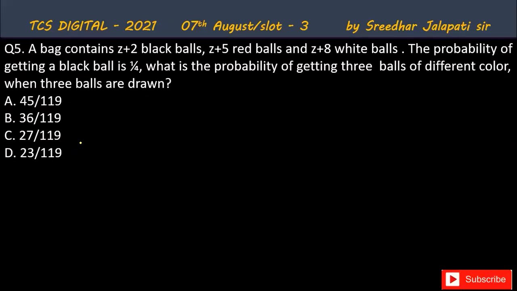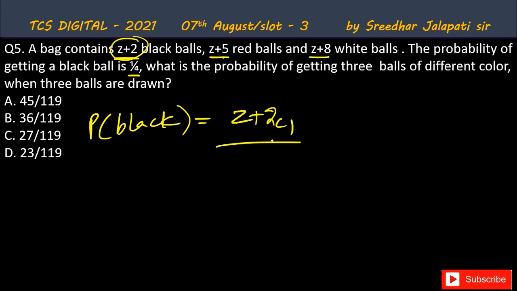Here is the solution for question number 5. A bag contains Z plus 2 black balls, Z plus 5 red balls, and Z plus 8 white balls. The probability of getting a black ball is 1 by 4. First of all, probability of getting a black ball is number of favorable outcomes. How many black balls are there? Z plus 2, C1 by total how many?